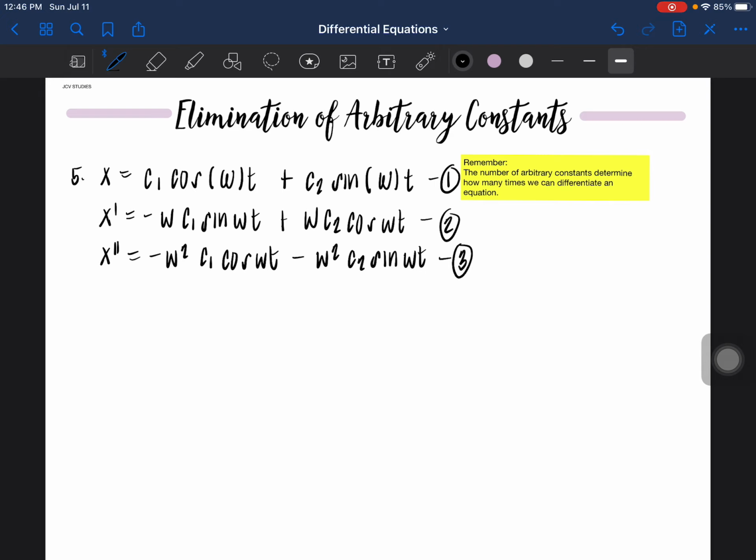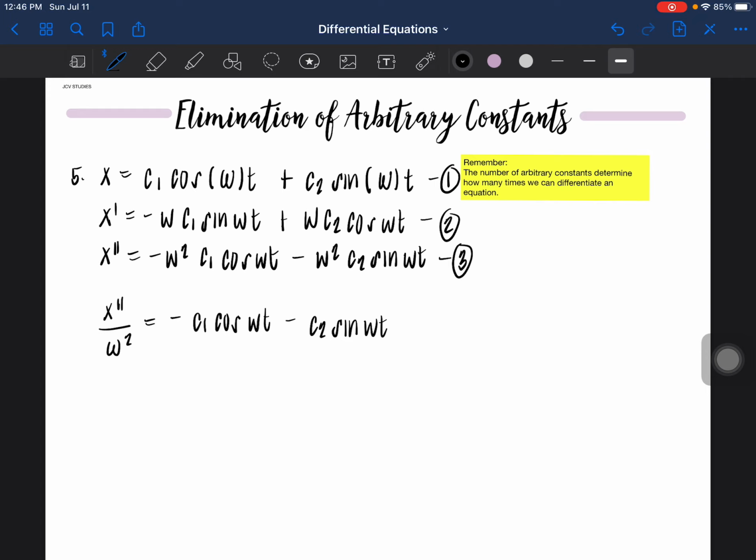So pwede pa nating i-write itong ating equation 3 by dividing both sides by omega squared. So we'll have x double prime over omega squared, which is going to be equal to negative c sub 1 cos omega t minus c sub 2 sine omega t.